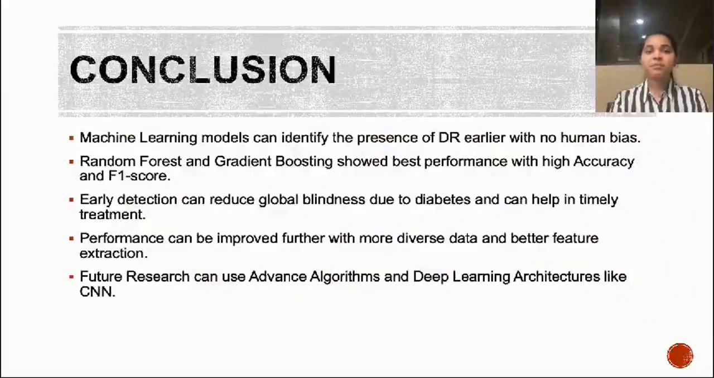Coming to the summary, machine learning models can identify the presence of diabetic retinopathy early with no human biases. Early detection can reduce global blindness due to diabetes and can help in timely and effective treatment. Performance of the models can be further improved with more diverse data and better feature extraction techniques. Future research can employ advanced algorithms and deep learning architectures or techniques like CNN.